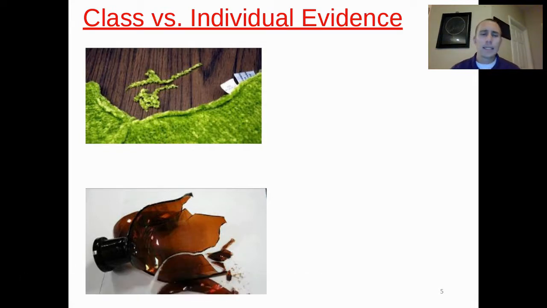So go ahead and take a moment, think to yourself about whether or not the green sweater and those little fibers would be an example of class versus individual evidence. And then think about the glass example as well. Would this be class or individual evidence?